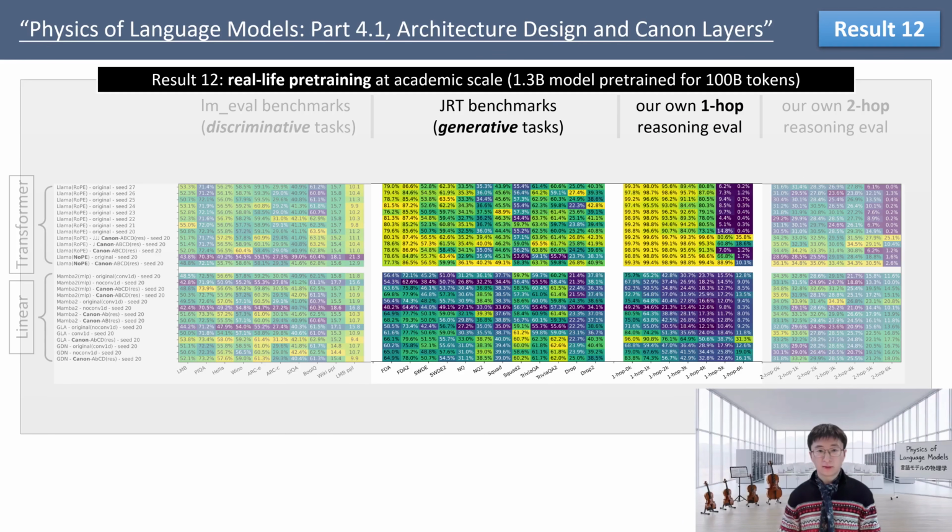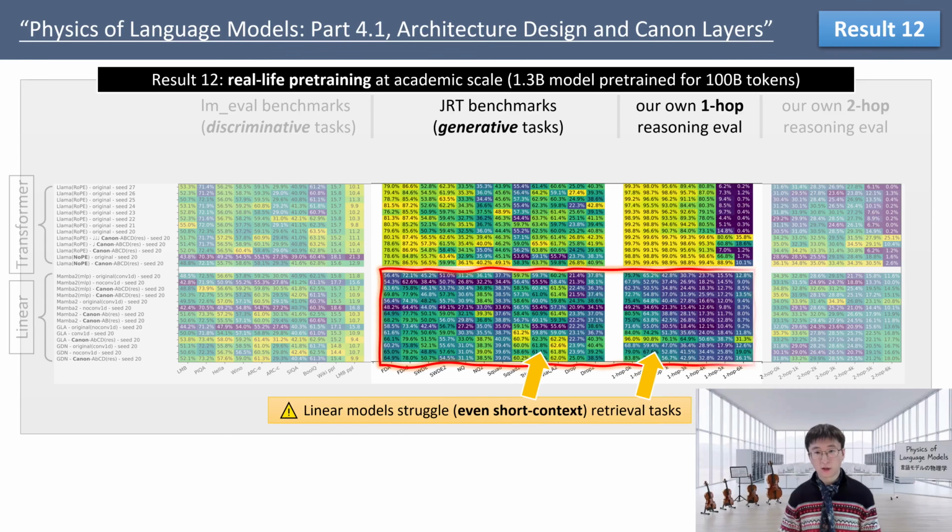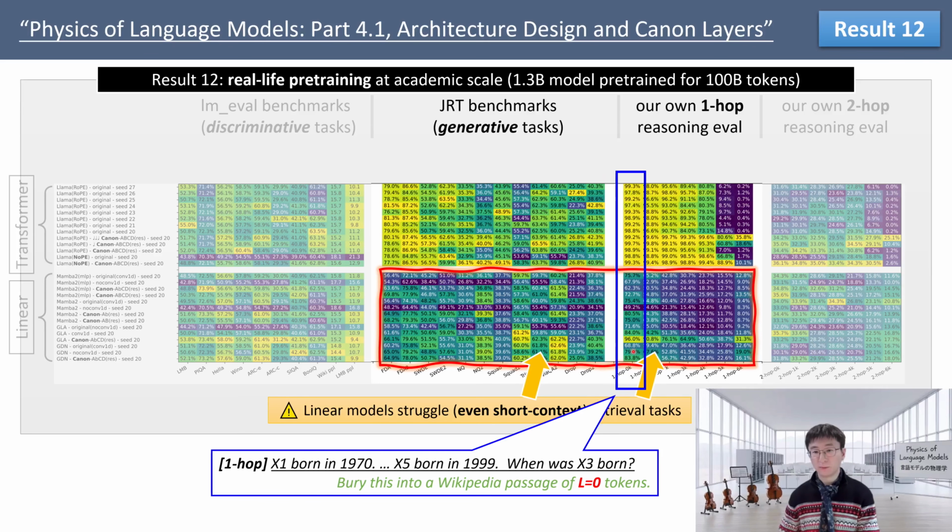The next set of results I want to read with you is regarding this block. You see that it's quite dark compared to the full transformer. We summarize this by saying that linear models really struggle on even short context retrieval tasks. Let me focus on one of the columns. This is exactly this birth year retrieval task I introduced to you. But this time I'm picking L equal to 0. So I'm having just a total of 6 sentences, and the model needs to retrieve one of the 5 birth years. This is only around 100 tokens.